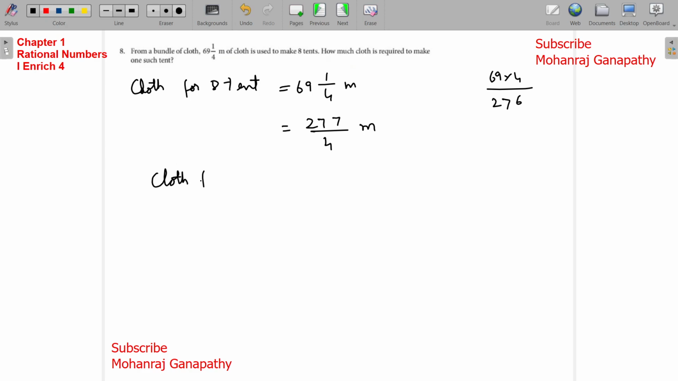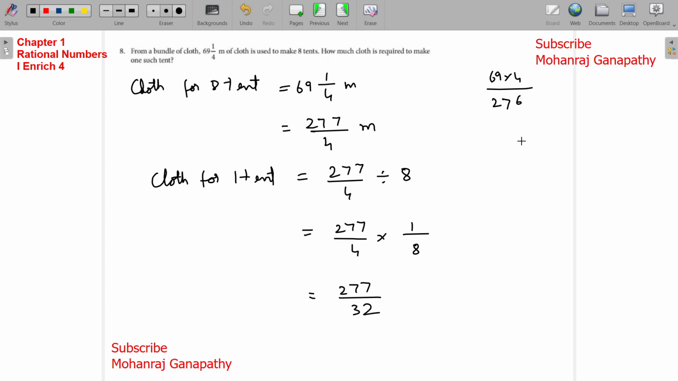Cloth for one tent is equal to 277 by 4 divided by 8, which is equal to 277 by 4 into 1 by 8, which is equal to 277 by 32. Cannot be cancelled. 277, 32. 8 times 8 is 64, 24. Which is equal to 8 21 by 32 meters of cloth is required for each tent.